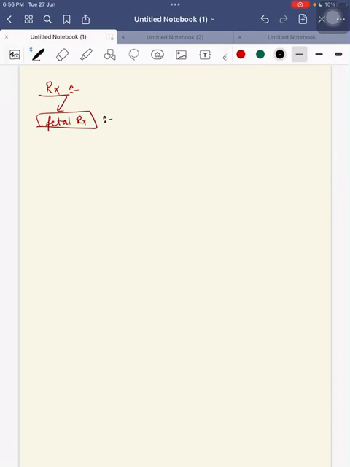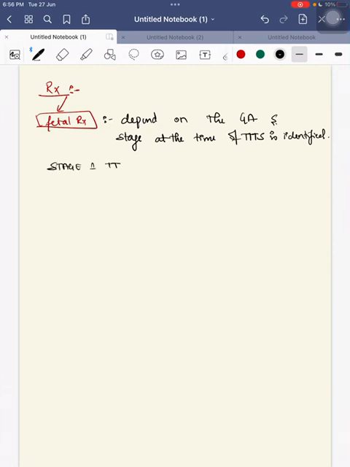This fetal treatment will depend upon the gestational age and stage at the time twin-to-twin transfusion syndrome is diagnosed or identified. Okay. In stage 1, it is mostly a conservative treatment. It is managed expectantly, as some will stabilize or regress.